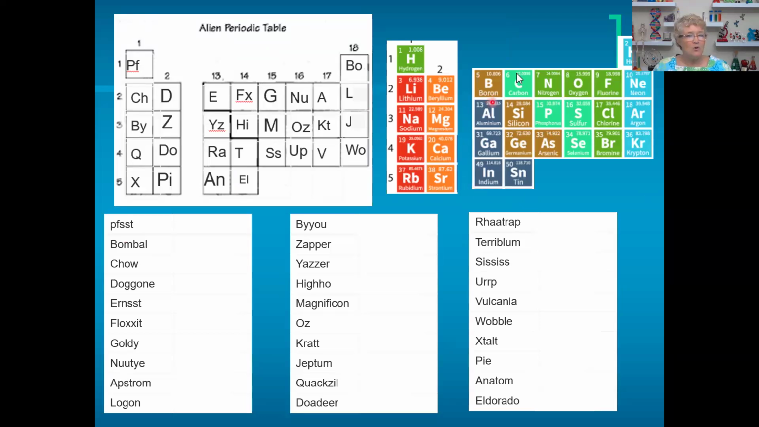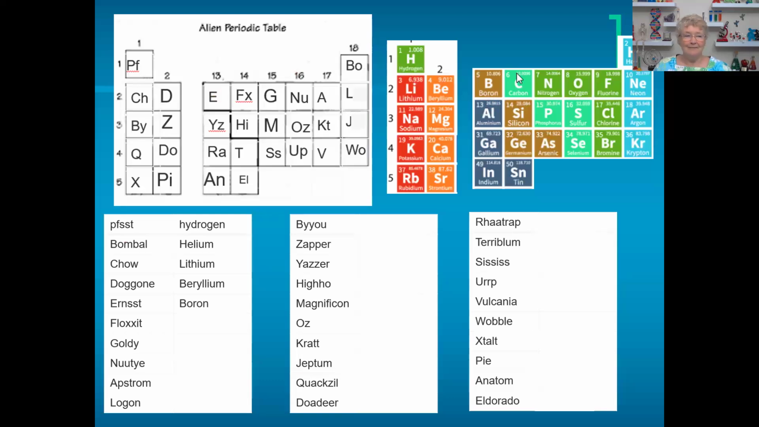All right, so we're going to go in this order right here. First, that's the PF. What element on our periodic table is first? Hydrogen. That's it. It is hydrogen. What about Bombal? Bombal is helium right there. Chao is lithium. What about Dogon? Dogon is beryllium. What about Ernst? Ernst is boron. Very good. The top of the boron group, right? This is the boron group right here. And this is their E right there that matches our boron right there.